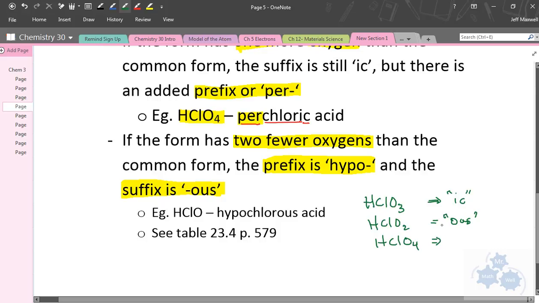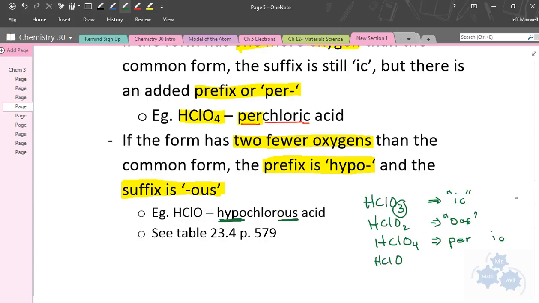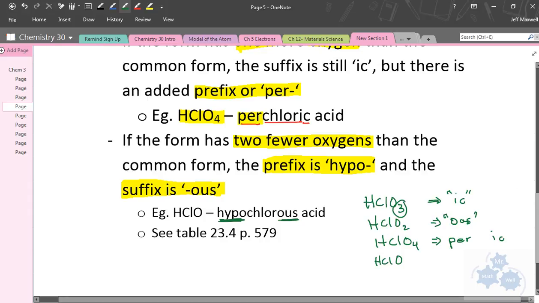HClO4, all right, is perchloric. And if we have two fewer, so that's HClO now, so here's the more common one, we have two fewer, then it's hypochlorous. And that will sort of be the extent of the naming rules that you're going to have to work with here.